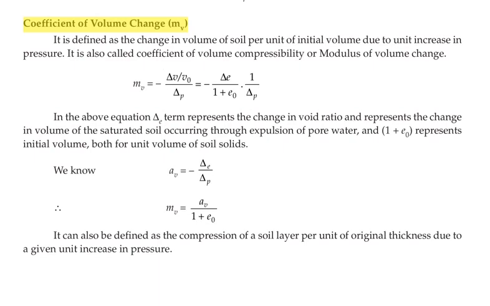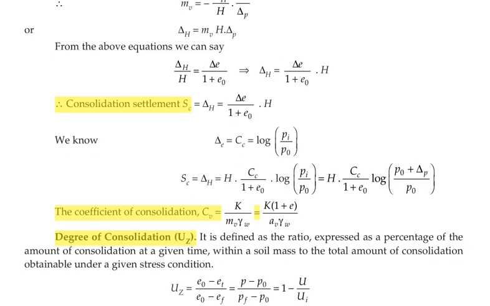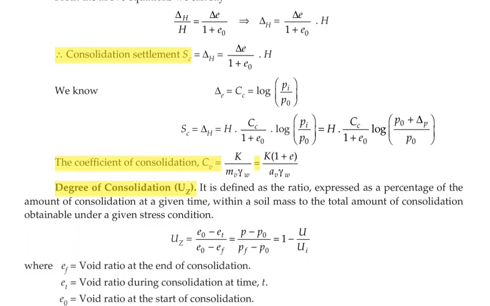And also it is defined as the compression of the soil layer per unit original thickness due to a given unit increase in pressure. Next we are going to see the consolidation settlement Sc or delta H. The formula for Sc or delta H is equal to delta e divided by 1 plus e naught into H. The coefficient of consolidation Cv is equal to k into 1 plus e divided by av into gamma w.